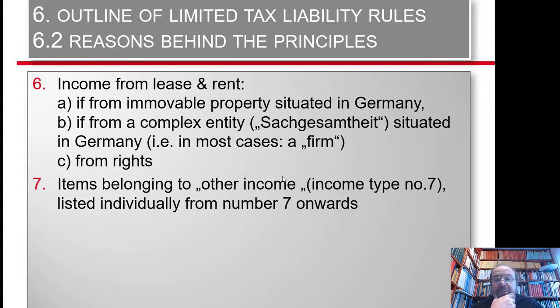Lease and rent income, if immovable property is situated in Germany, if you let a complex entity, a multitude of things forming a new complex entity together under economic aspects, usually a firm, in Germany, if you let that for rent to others, or from rights which are registered in Germany or which are used by a German firm in its German permanent establishment. Then several items which are usually classified under other income are listed individually from number 7 in paragraph 49(1) onwards. We don't bother about that here too much.